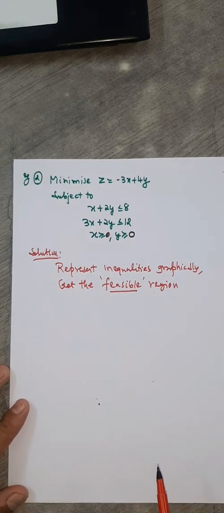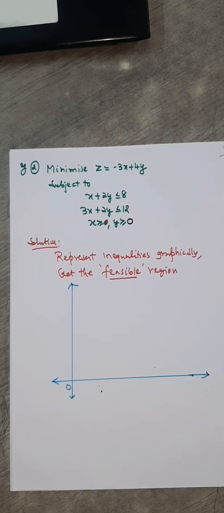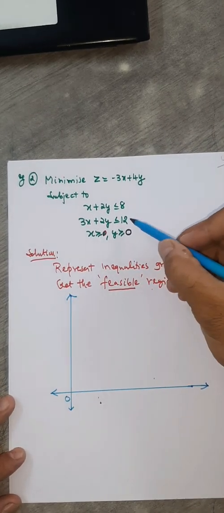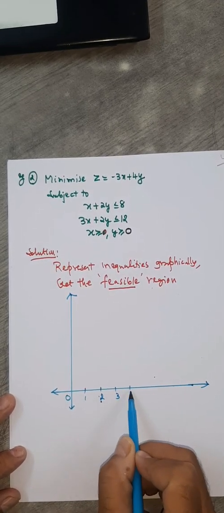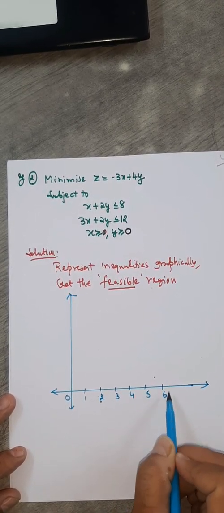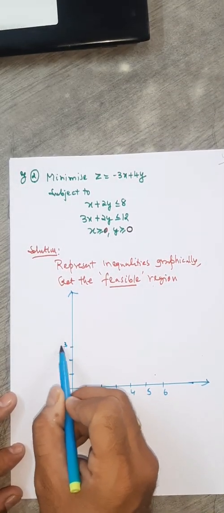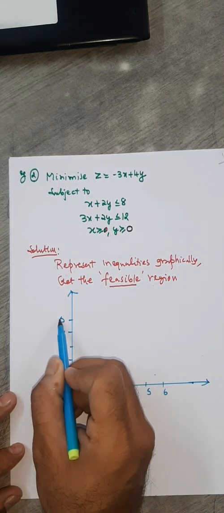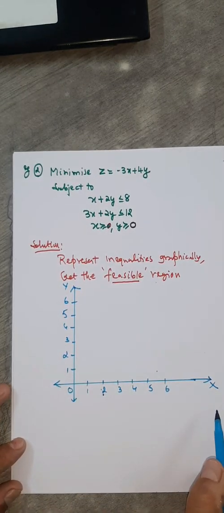So I'll just represent the two coordinate axes now. In the constraints we have smaller values, so I'll take here 1, 2, 3, 4, 5, 6. This is up to you, remember. Based on the given inequalities, you can choose these units. All these things you know. Here this is the y-axis, this is the x-axis.